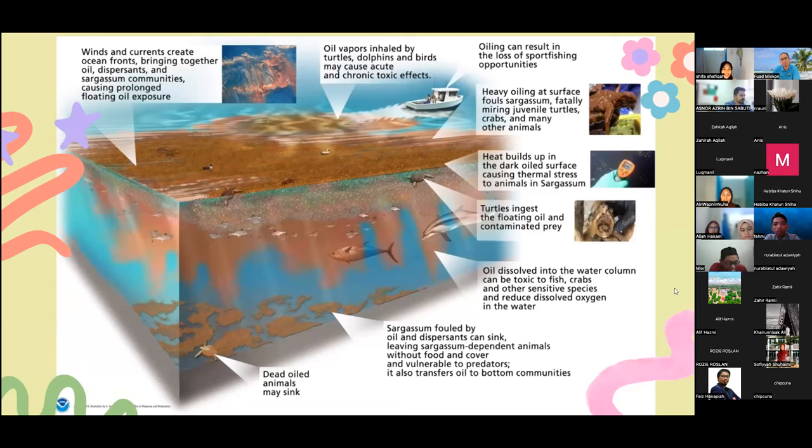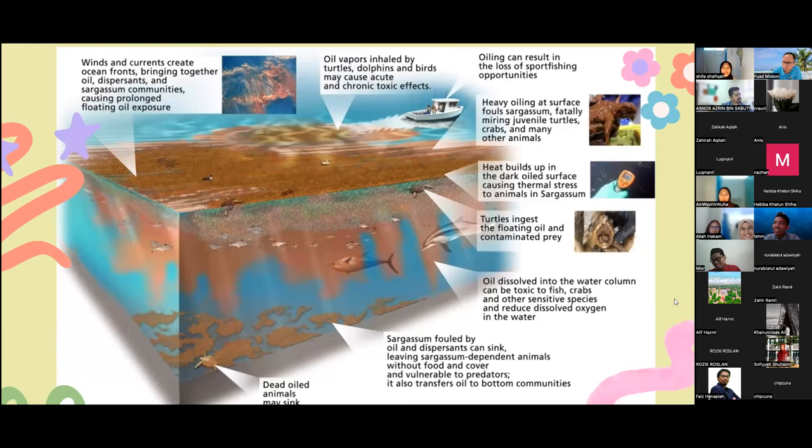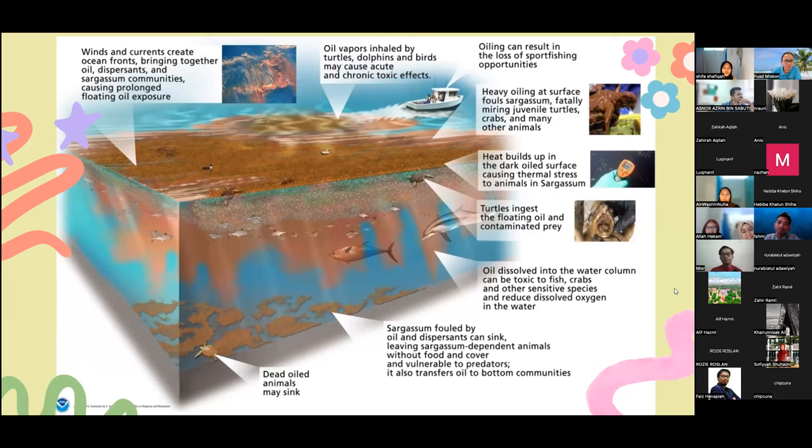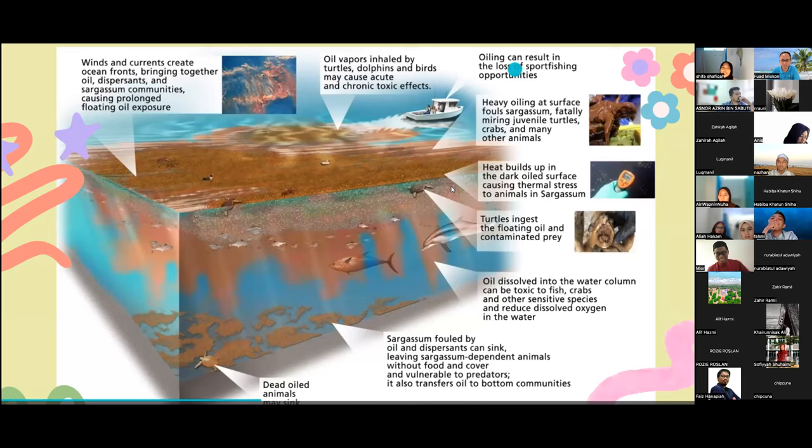As we can see here, this is the cycle of what happens to the marine environment or marine life during oil spills, or how the oil can end up in the ocean. So this ship here describes how the oiling can result in the loss of sport shipping opportunities. So this is where the oil comes from. Okay, next, winds and currents, the ocean fronts bringing together oil, dispersants, and sargassum communities, causing prolonged floating oil exposure. For those that didn't know, sargassum is a type of seaweed, a brown seaweed.